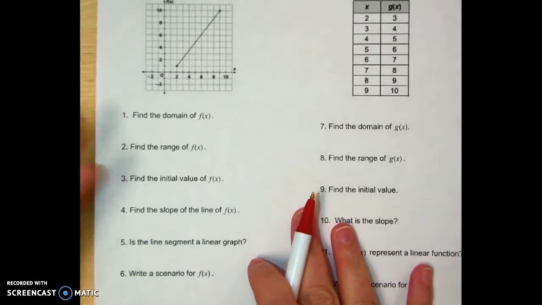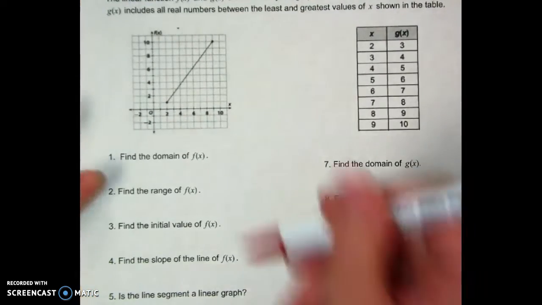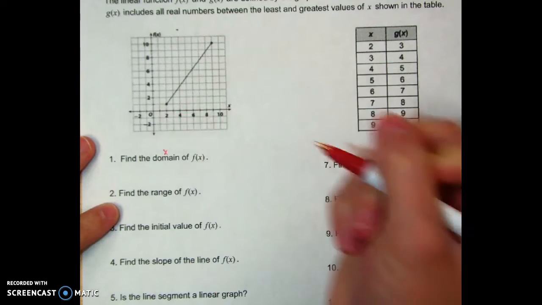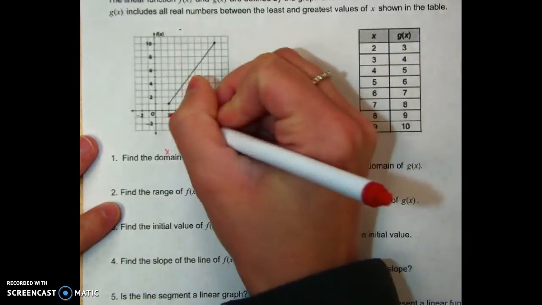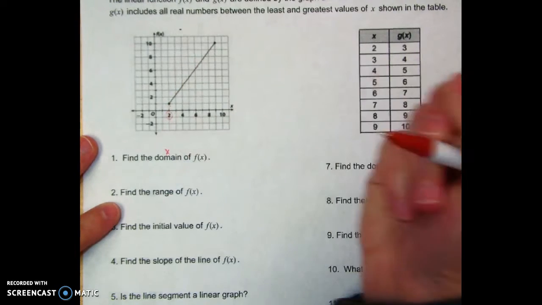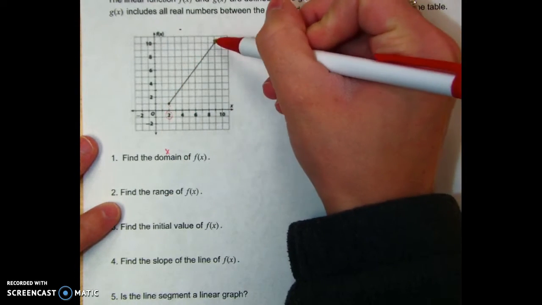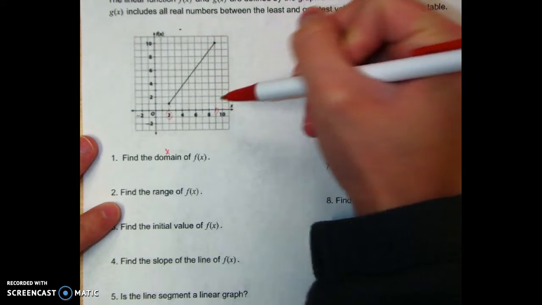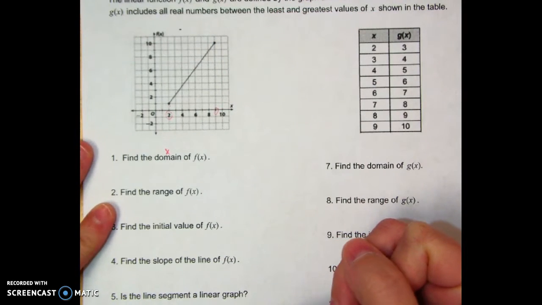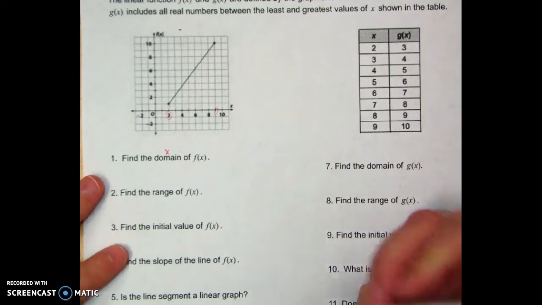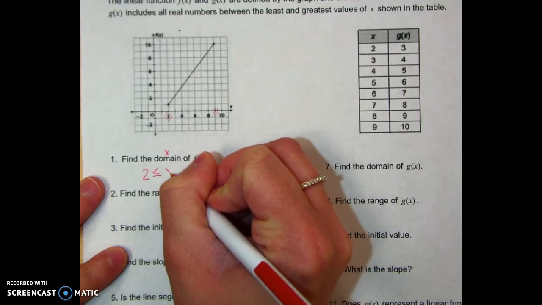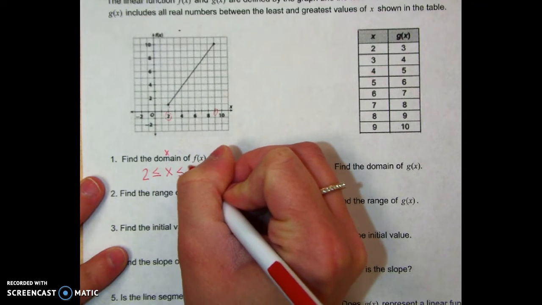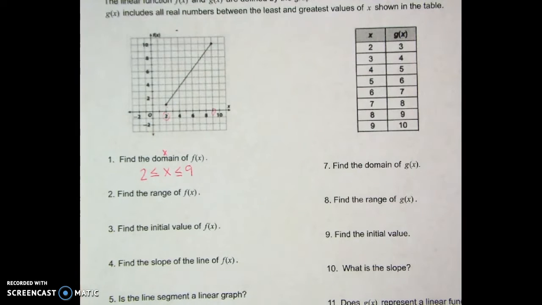Okay, so it says find the domain of f of x, and if you remember, the domain are the x values. So if we look down here at the x values, the line goes from 2, because that's where the first dot is, and it goes over here, and that's 9. So the domain is between 2 and 9, including 2 and 9. So we write that as 2 is less than or equal to x, which is less than or equal to 9. That's just saying x is between 2 and 9, including 2 and 9.